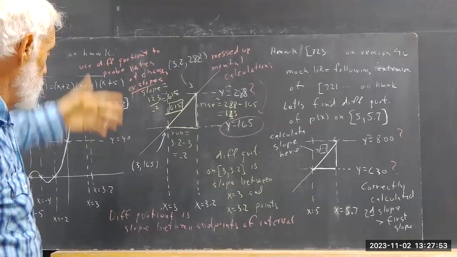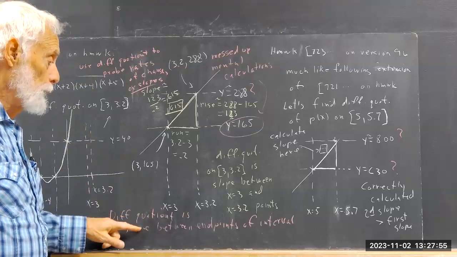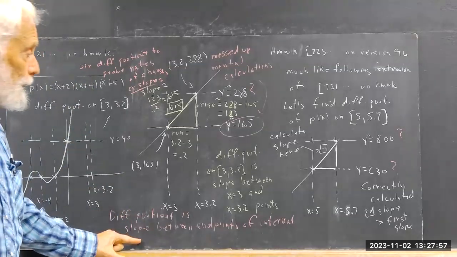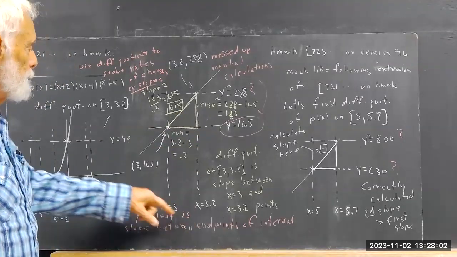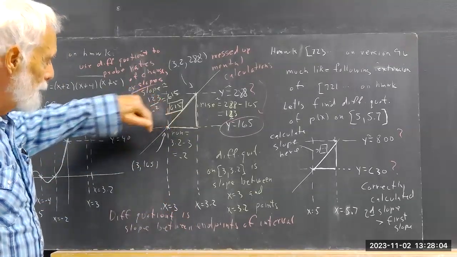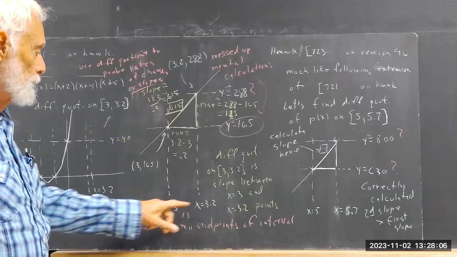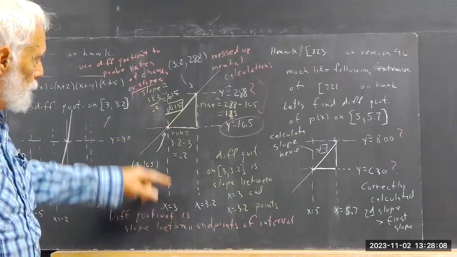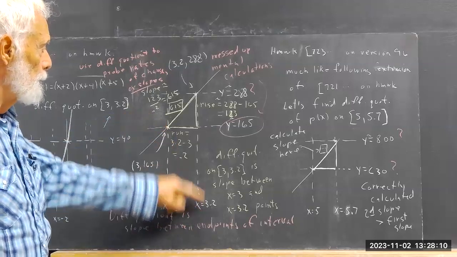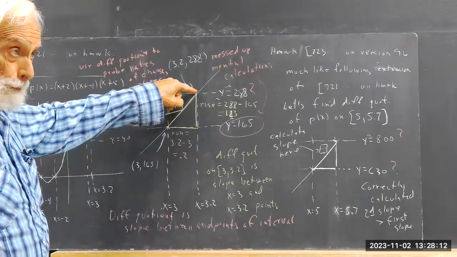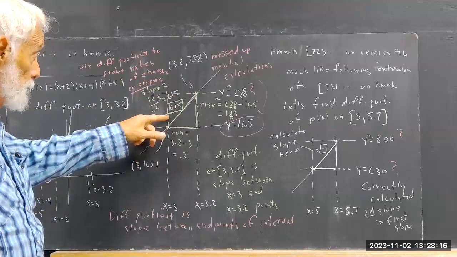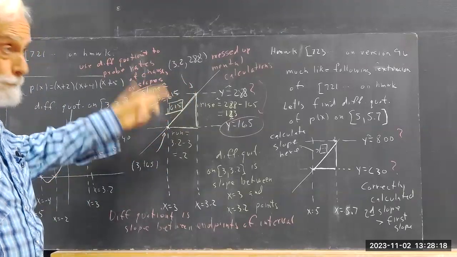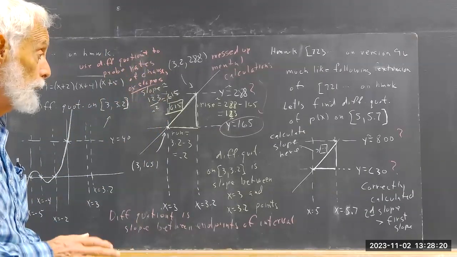Then I just made a couple of notes. What's the difference quotient? It's the slope between the 2 points. The slope on an interval is the slope you get if you take the 2 points at the endpoints of the interval. If the interval's from 3 to 3.2, evaluate the function here and get a point. Evaluate the function here and get a point. Then you have a rise and a run between those 2 points and you calculate the slope. That's all there is to it.